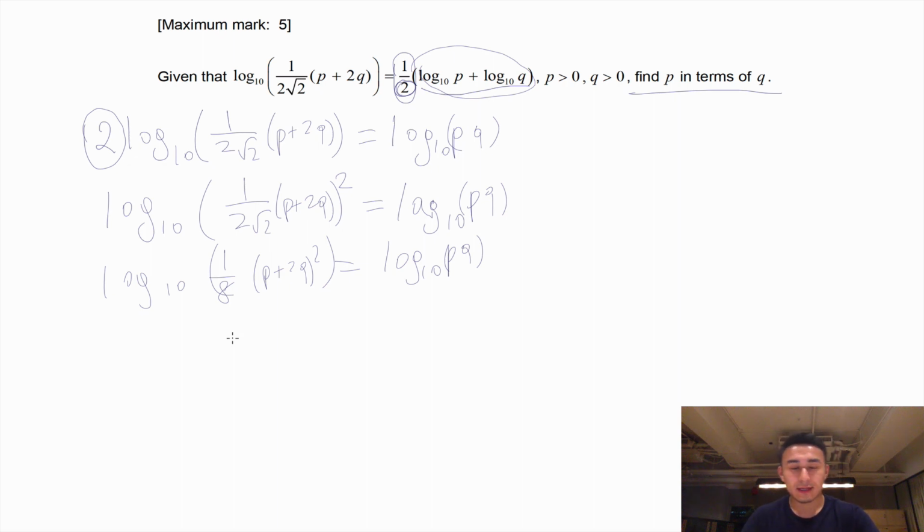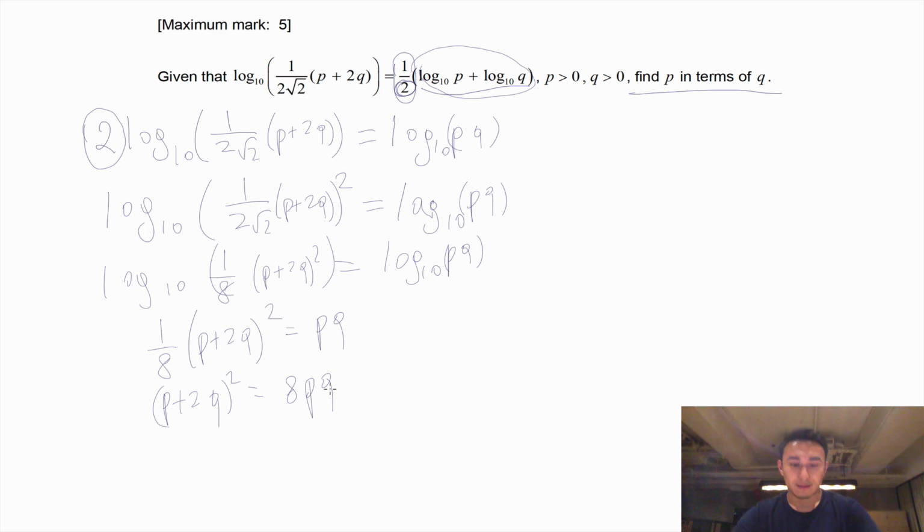Alright, so the bases are the same, which means the numbers inside are the same as well, pq. Alright, so let's multiply both sides by 8. Left hand side becomes just (p plus 2q) squared is equal to 8pq. Okay, hope it's clear up to this step. Let's expand. It becomes p squared plus 4pq plus 4q squared is equal to 8pq.